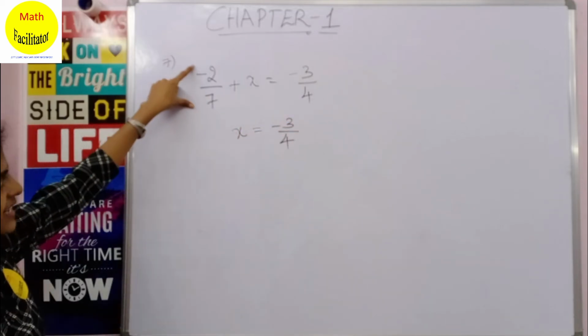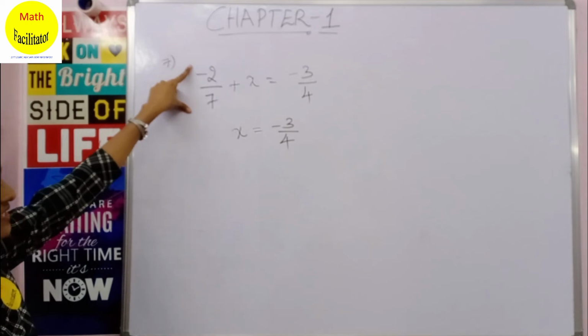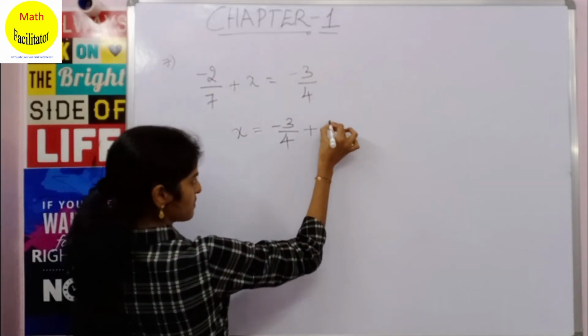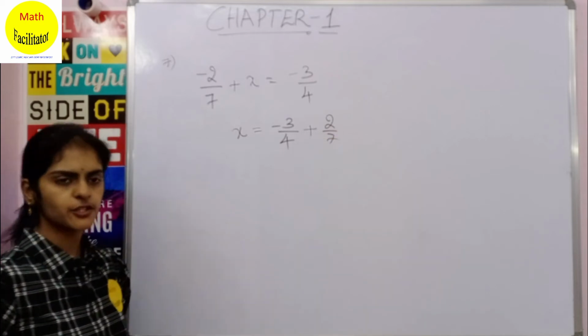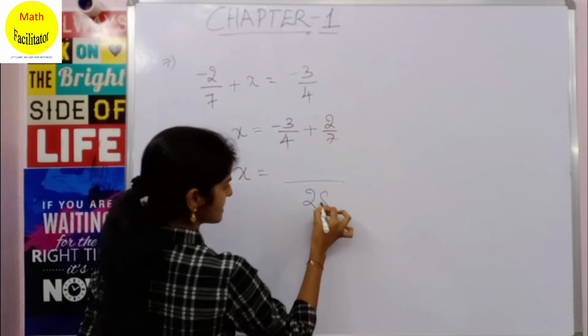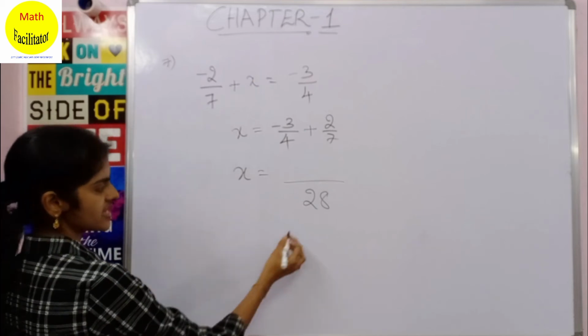Now this is minus 2 by 7. Now this minus 2 by 7, if it goes to the other side, then it becomes what? It becomes plus 2 by 7. Clear? So this step is important. So x is equal to, now simple LCM you will take. Okay, so LCM is 28.